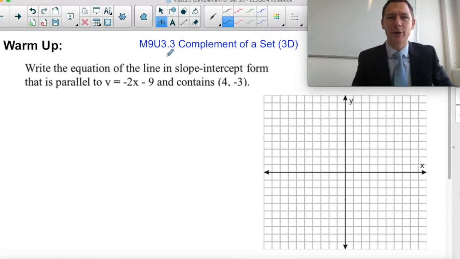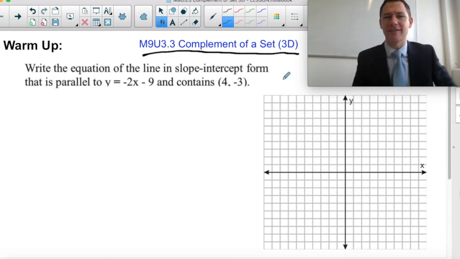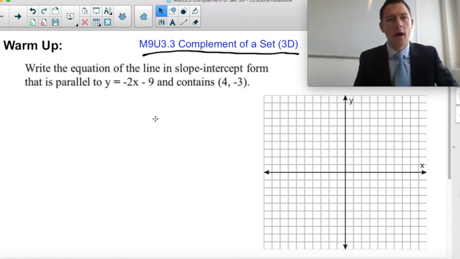We are checking out 3-3, complement of a set. I'd like to put that at the top of your notes. You're going to follow along with this just as if I was there in class with you. Sorry, I can't be here in class with you. And also try this warm-up with me.